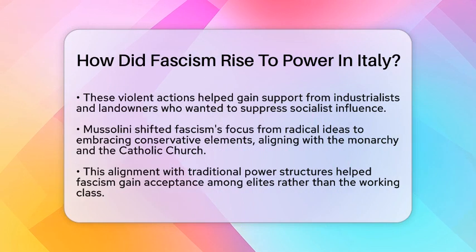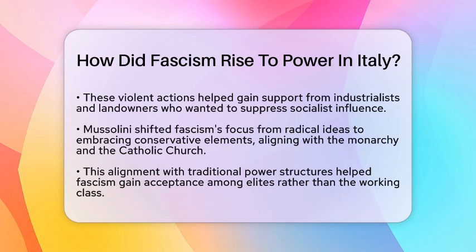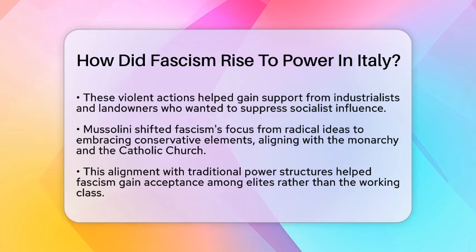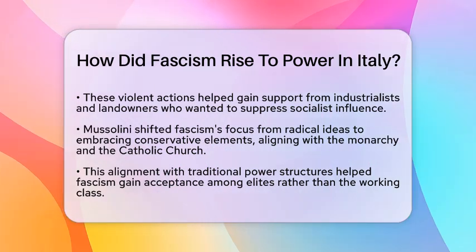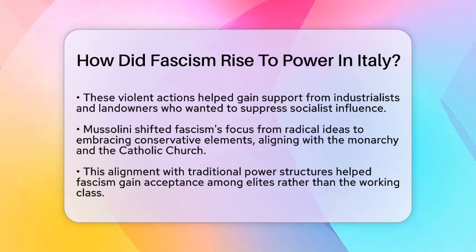The government's failure to control the violence from fascist groups weakened democratic institutions. Fascist squads operated with little resistance, often with police support. This undermined socialist and Catholic labor organizations and dismantled local governments led by leftist parties. The lack of protection for opposition groups made fascism seem like the only option for restoring order.